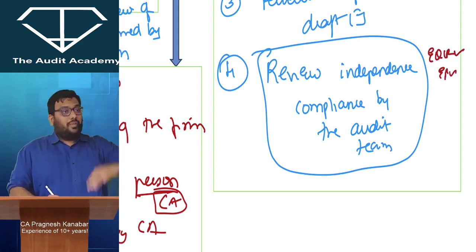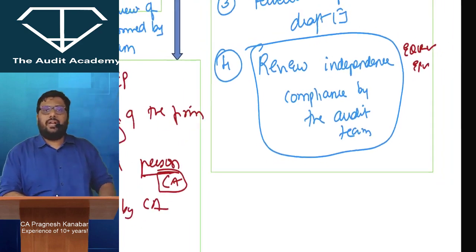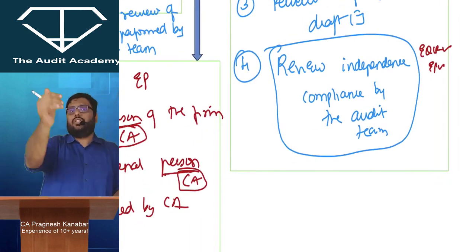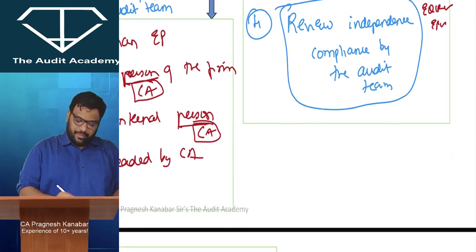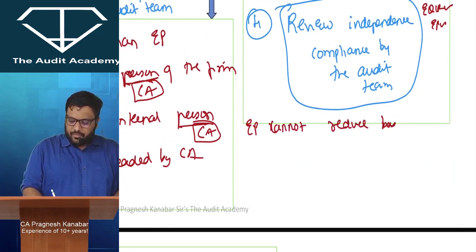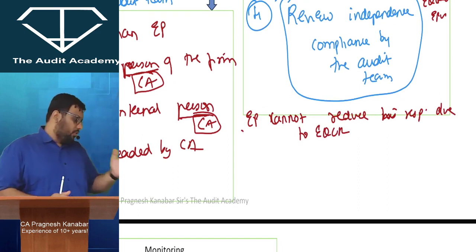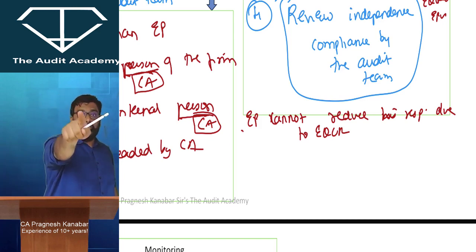The engagement partner will check the independence of the team and the engagement quality control reviewer will review the independence compliance that the team has maintained. The engagement partner cannot deny showing these documents to the engagement quality control reviewer. Listen to me for one more point. The engagement partner cannot reduce his responsibility because of engagement quality control review. Just because there is one more person who is doing engagement quality control review, that does not mean that the engagement partner can reduce his responsibilities.